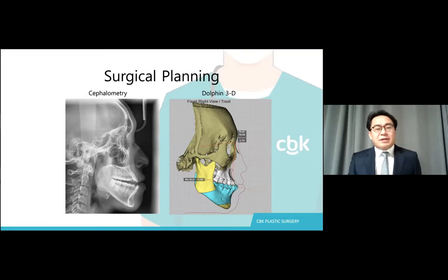Actually, last week, Dr. Watanabe from Japan made a wonderful and very impressive presentation about how to manage revisional OGS. And he explained the surgical planning technique or surgical technique in detail.